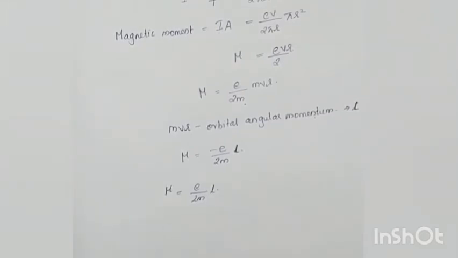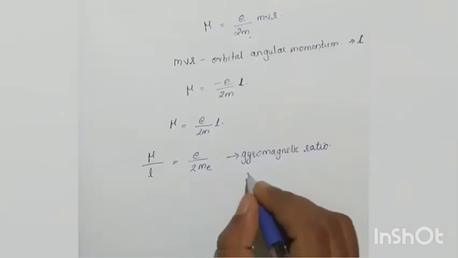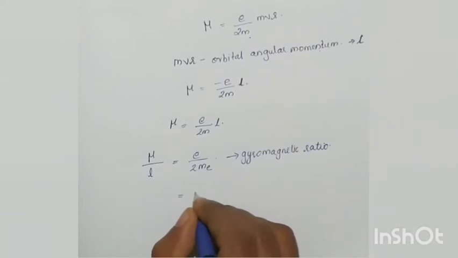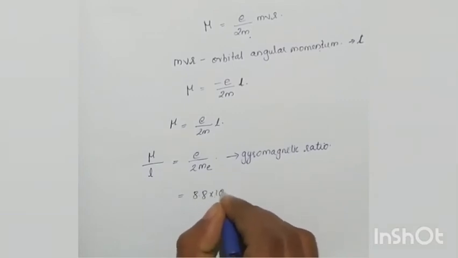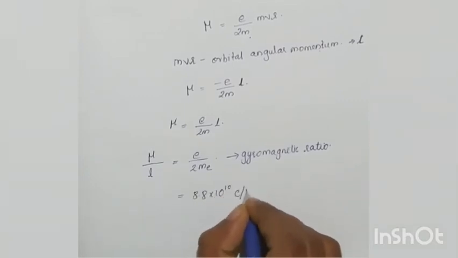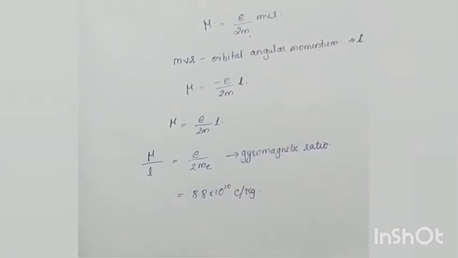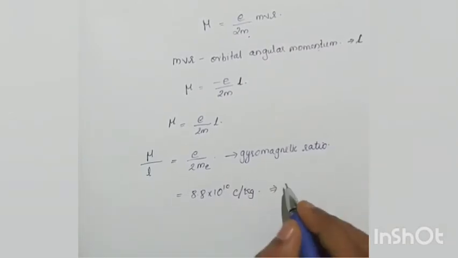Now here we can see that the ratio of the magnetic moment and the angular momentum is a constant and given by e by 2m_e. This constant value or this ratio is named as gyromagnetic ratio. And the value of gyromagnetic ratio is equal to 8.8 into 10 to the power 10 coulomb per kilogram. For an electron, the gyromagnetic ratio is obtained as this value.